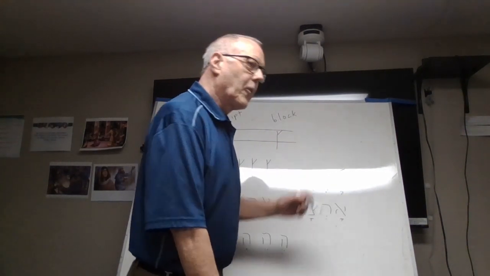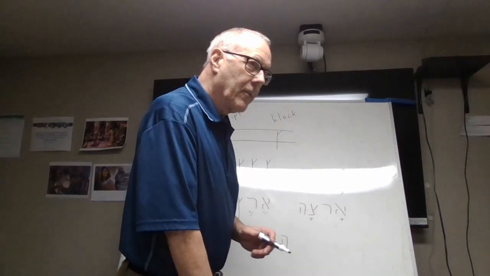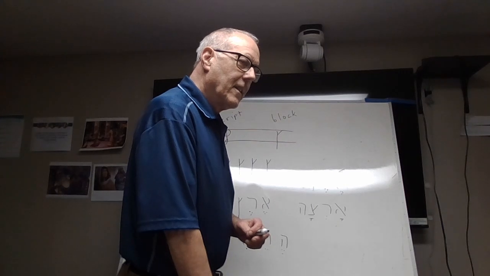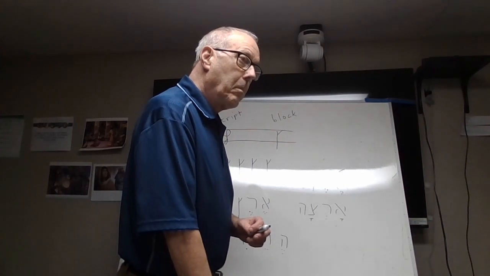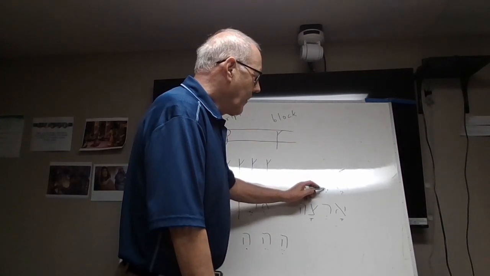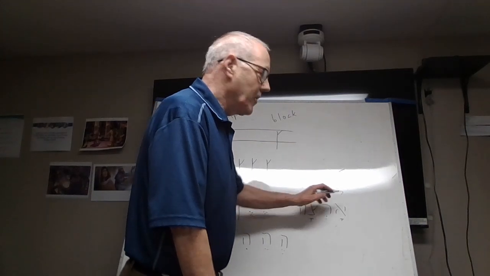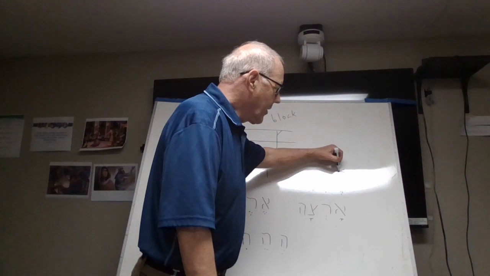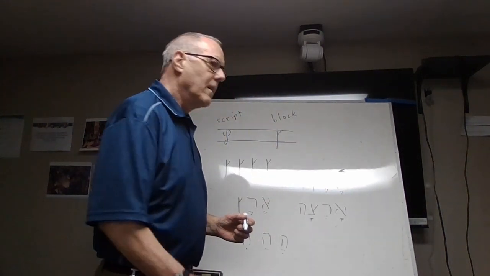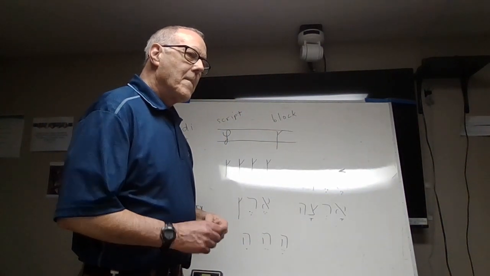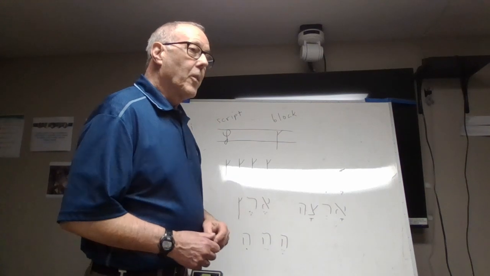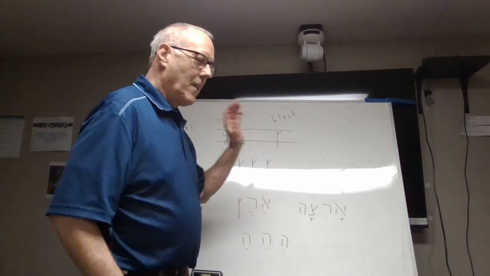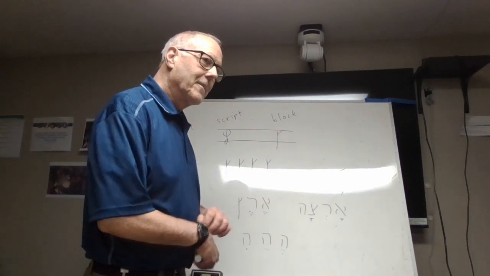Word for dog, kelev. Word for flag, degel. The word for bagel, bagel. So the accent goes on the first. We have lots of words that have these 2 segols like that, and they always take an accent like that. Is that the only rule about the segolate? There's more rules, but at this level, this is the rule that we want.